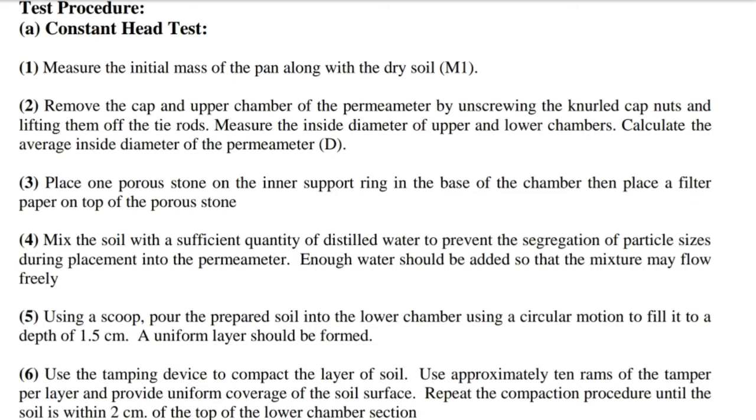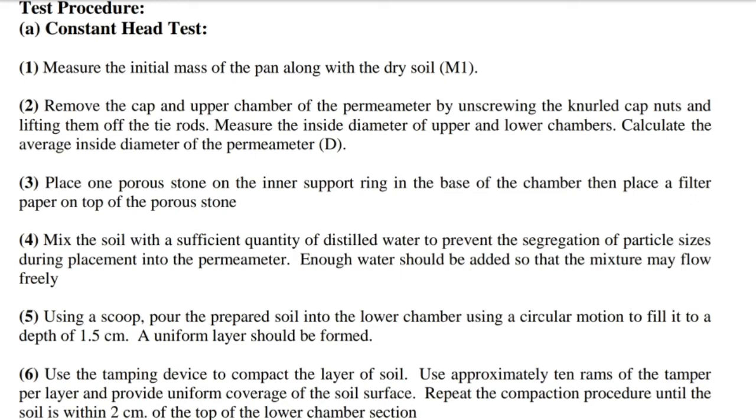2. Remove the cap and upper chamber of the permeameter by unscrewing the knurled cap nuts and lifting them off the tie rods. Measure the inside diameter of the upper and lower chambers. Calculate the average inside diameter of the permeameter, capital D. 3. Place one porous stone on the inner support ring in the base of the chamber, then place a filter paper on top of the porous stone.